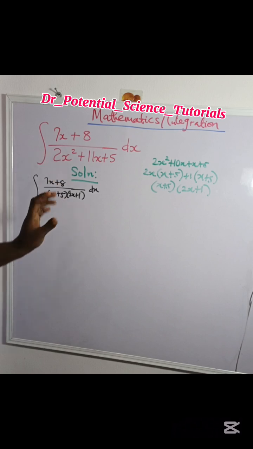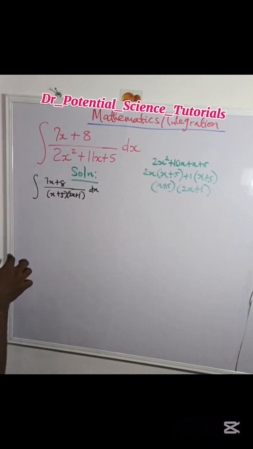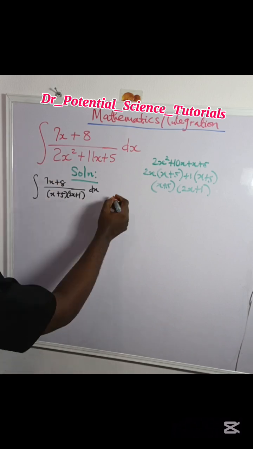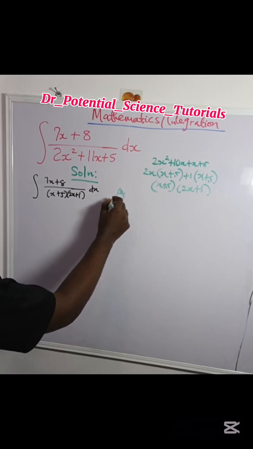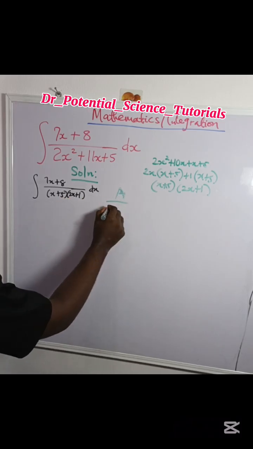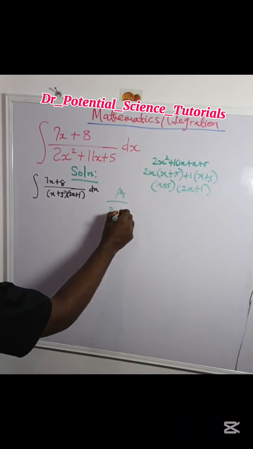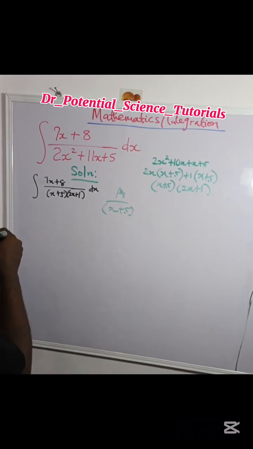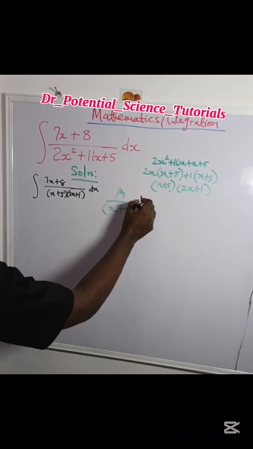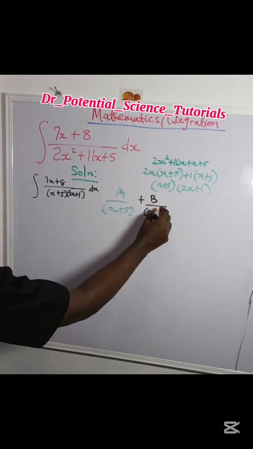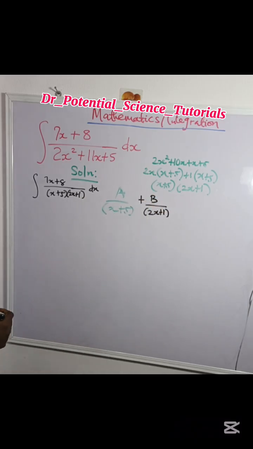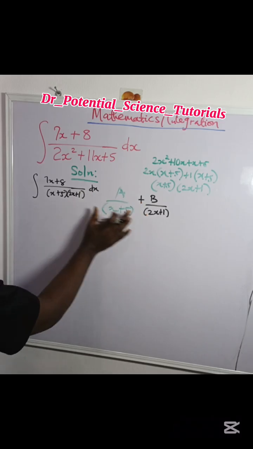To solve this by partial fraction, what we do is that we use two letters. We say A divided by the first function, which is x + 5, then plus B divided by the second function, which is 2x + 1. Alright, so this is the same thing as this.